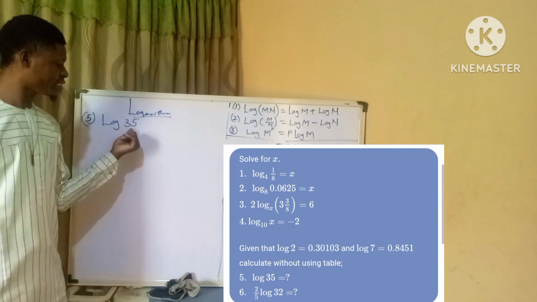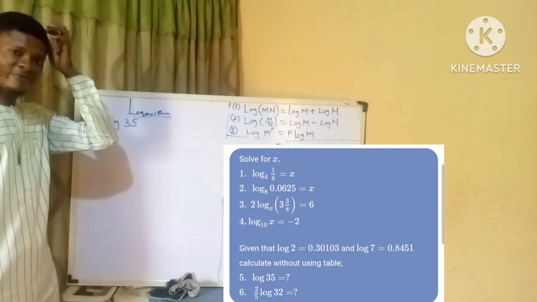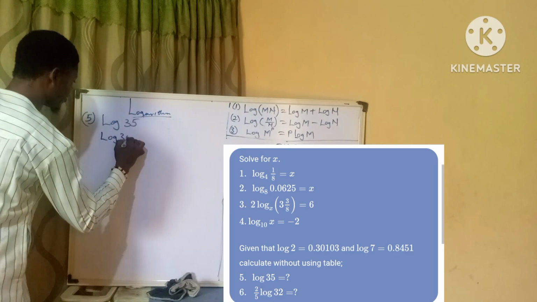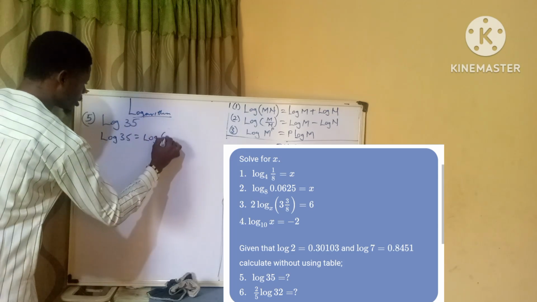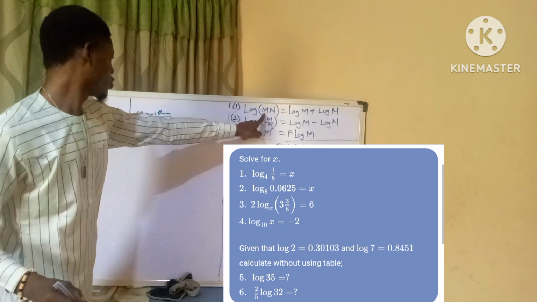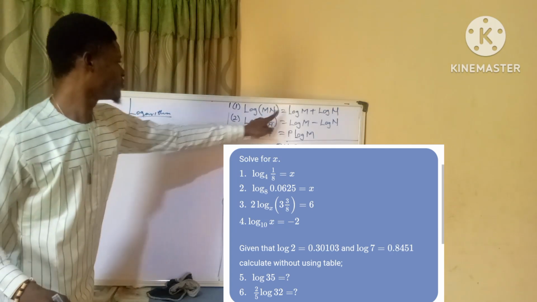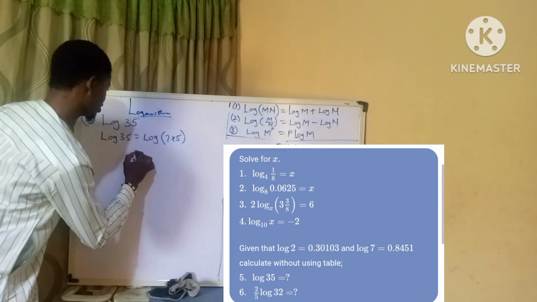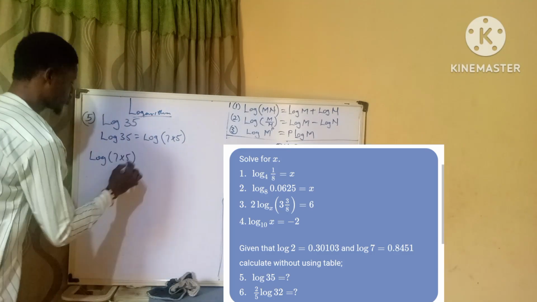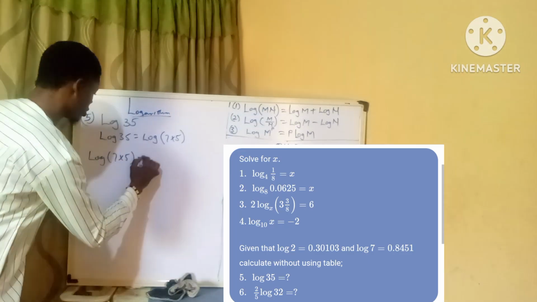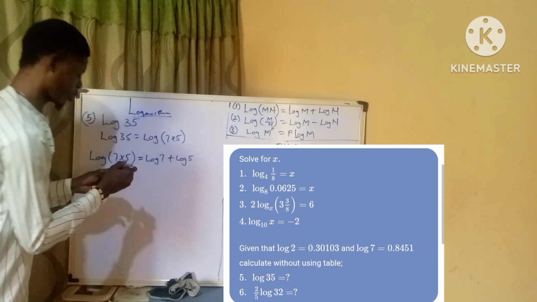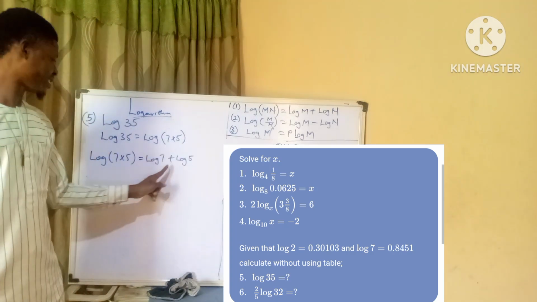You know that this 35 is the same thing as 5 times 7. So you can as well say log 35 is equal to log of 7 times 5, isn't it? And from our law, log of 7 times 5 will give you addition of the logs: log 7 plus log 5, because you're having multiplication in between, that is why we are adding.